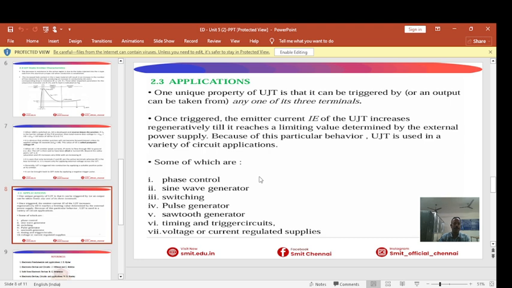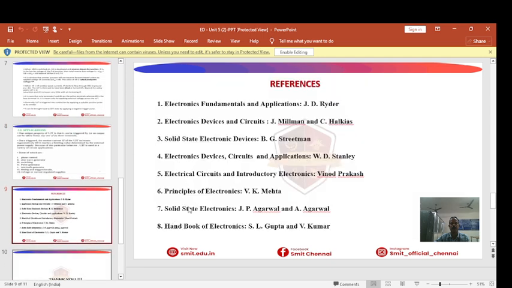Comparing the UJT and BJT, we can say the UJT is used more as a relaxation oscillator, whereas the BJT is mostly used as an amplifier. Generally, the UJT is used in switching and timing circuits, whereas the BJT is used in amplifier and switching circuits. Once again, these are the various references I used for the slides.